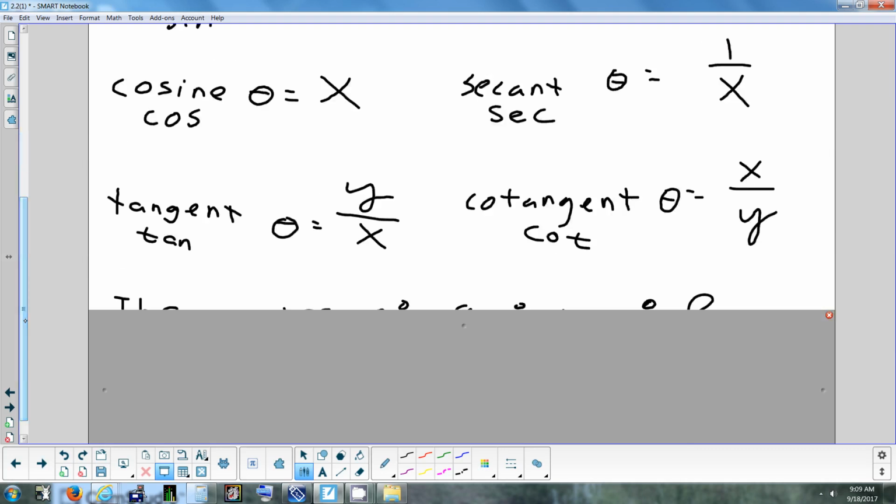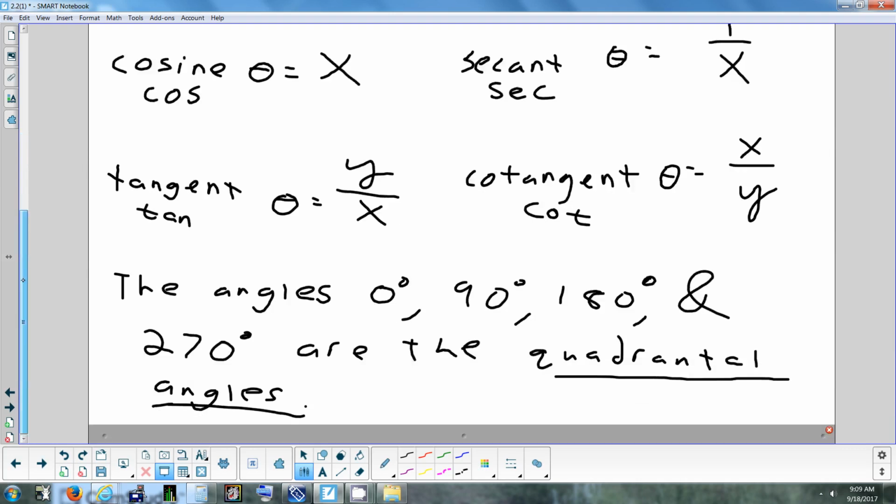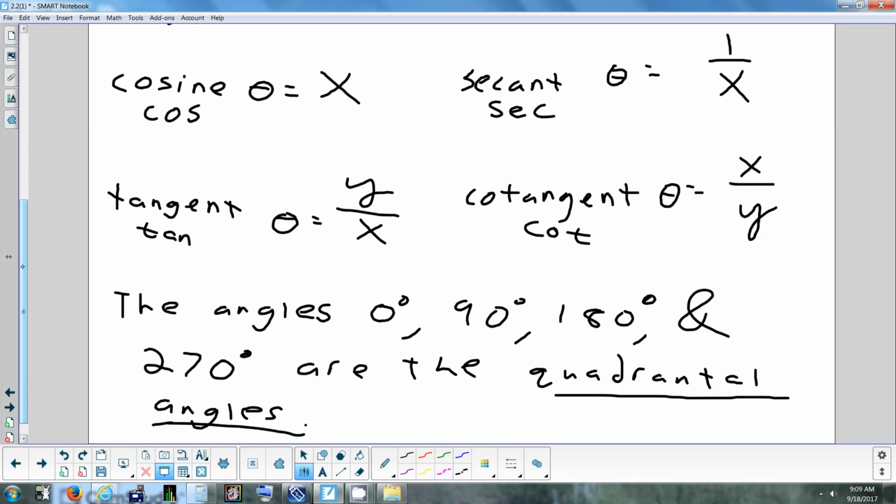All right, so this part, I think I already mentioned. Those angles that are right on the axes that divide it into 4 quadrants, those are your quadrantal angles. And Emily, what did we say? The quadrantal angles always have what number somewhere in their coordinate? A 0.